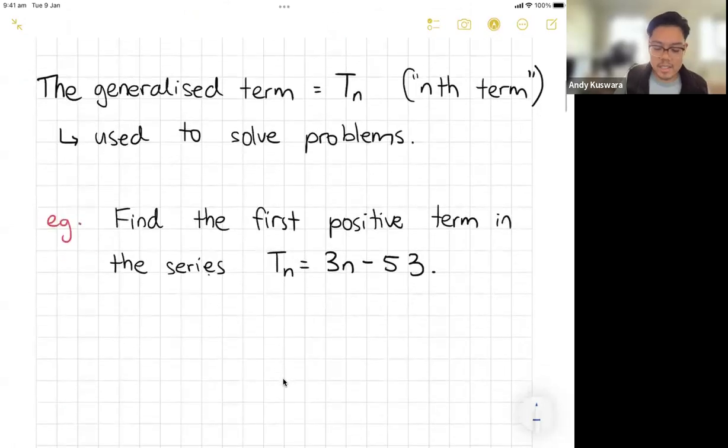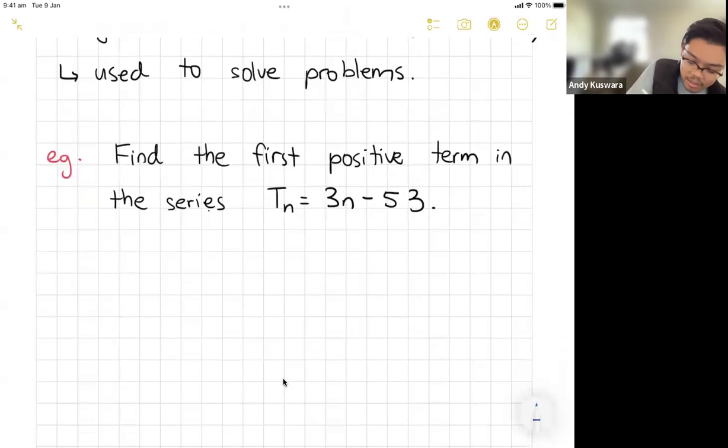But that generalized Tn, or the nth term, we normally use to solve more difficult problems, for example, like this one. The question will be like, find the first positive term in the series Tn equals 3n take away 53. Just so you can see what I'm talking about, let's look at the first 3 terms of the pattern. T1 will be 3 times n, which is 1 in this case, minus 53. And 3 take away 53 is negative 50.